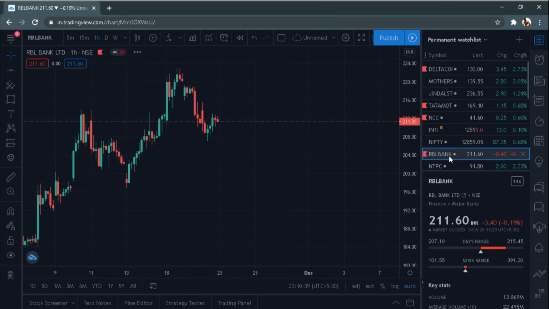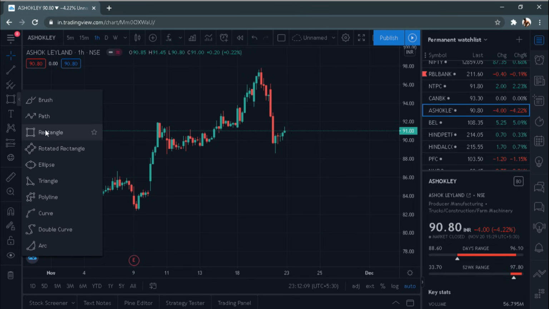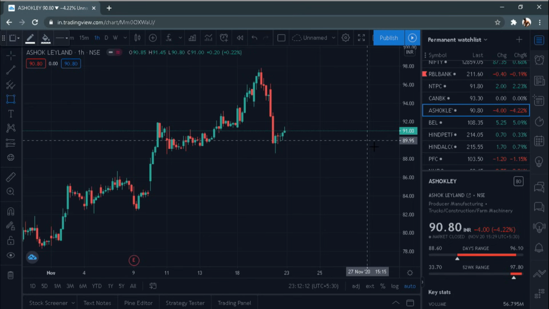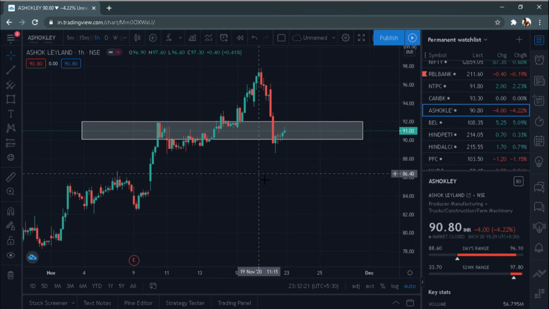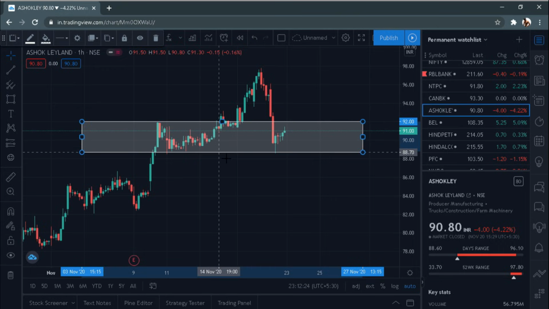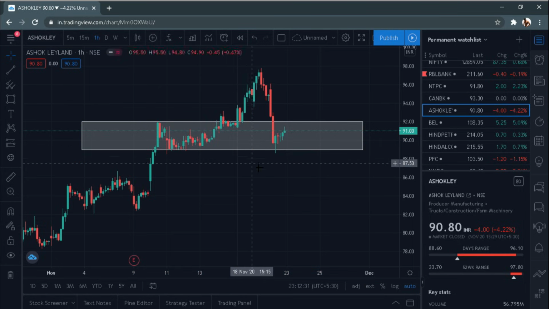Let's analyze another stock. You can see Ashok Leyland over here. The trend was going up and it reversed today. A very big fall came. You can see the price level from 90 to 91 looks very attractive. Even this level is pretty attractive. I will mark this much, as it has the maximum touches. This whole zone is a very attractive resistance area, and you can see the price has halted here a lot.